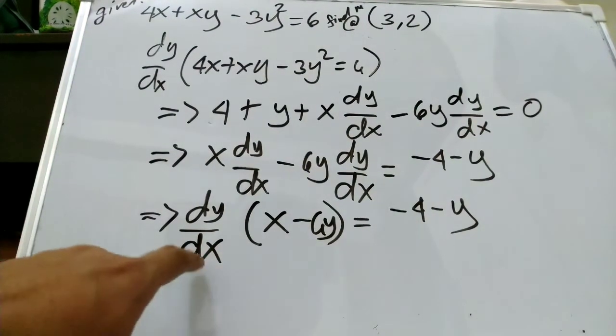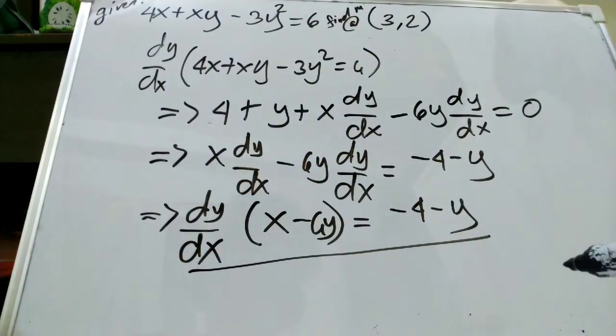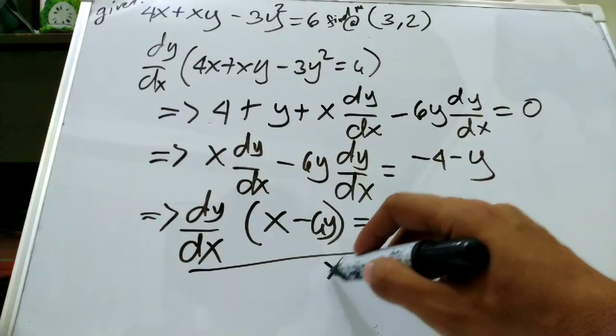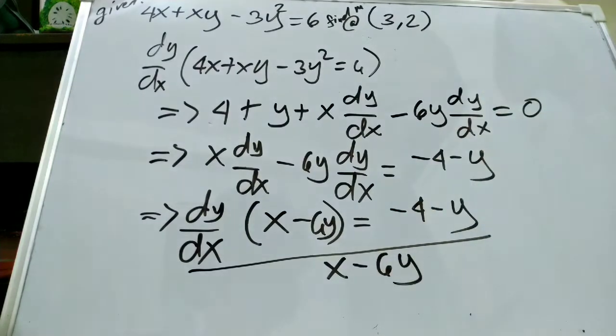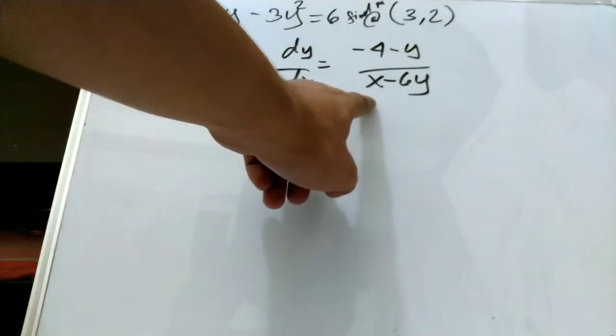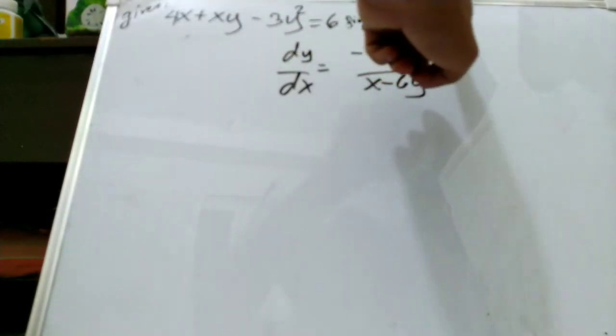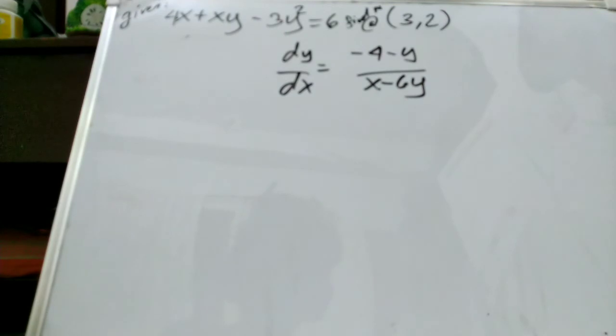And then isolate dy dx. So we divide both sides by x minus 6y. From here, we already found dy dx, which is this one. We're just going to substitute the values of x and y from the given point, which is (3, 2).